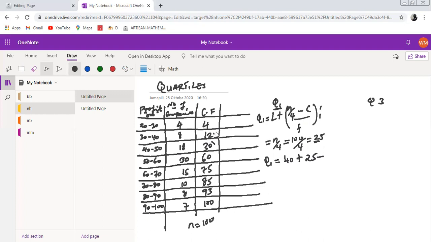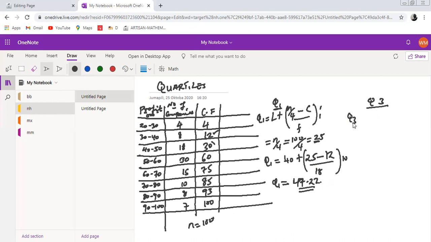Cumulative frequency above the lower quartile is 12, over F, the frequency of this class, which is 18, and then we multiply by the class interval, which is 10. If you work out the whole of that, you are going to get your Q1 as 47.22. That is going to be your Q1.